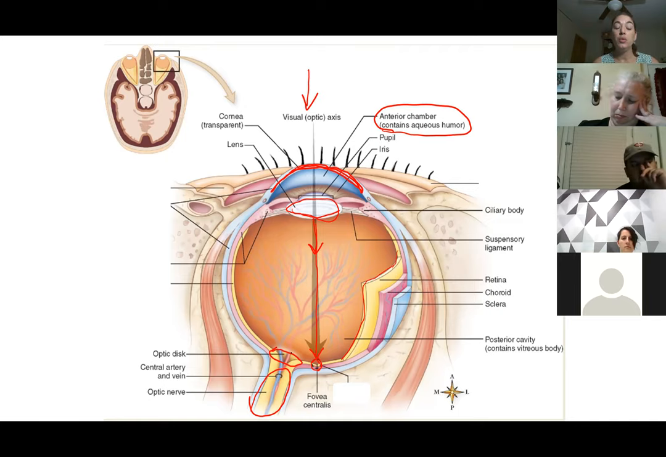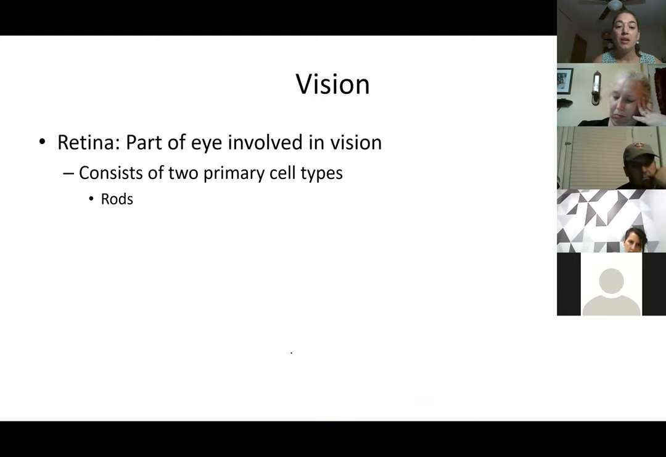So you may do a little lab experiment to find your blind spot. It's just really kind of fun to do. Or you can even do it online. There's simple little tests you can do. It's kind of neat to do. Okay.